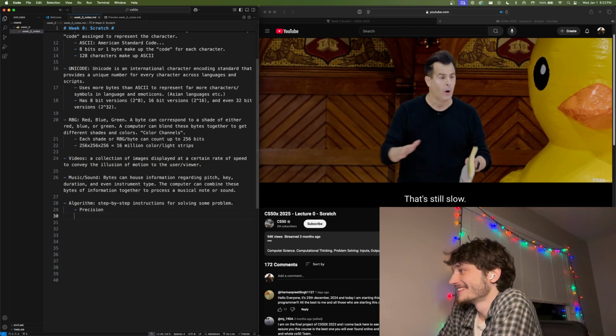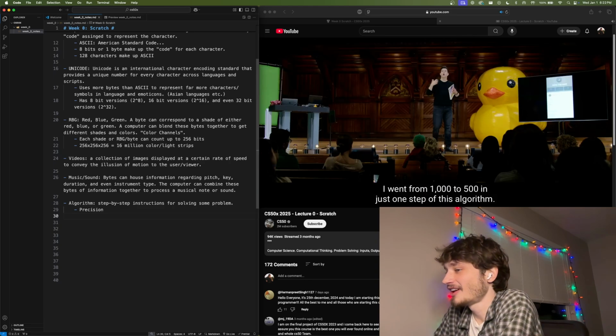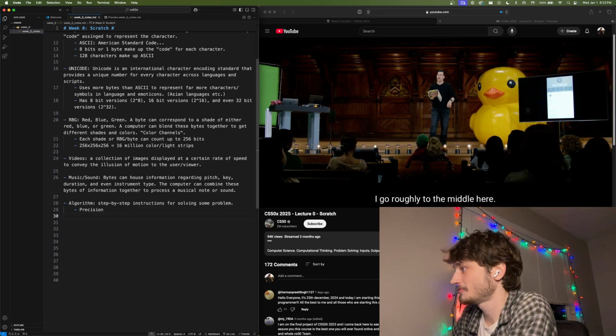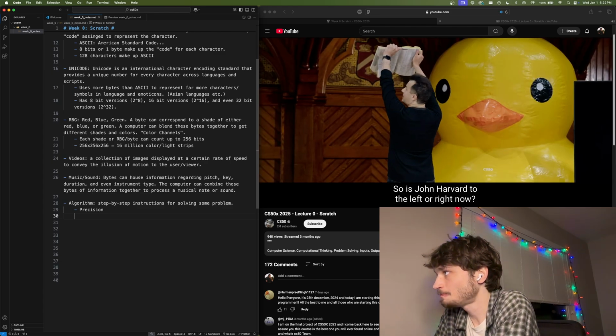That's still slow. I went from 1,000 to 500 in just one step of this algorithm. What do I do next? I go roughly to the middle here. Oh, I went a little too far. I'm in the E section now. So is John Harvard to the left or right now?